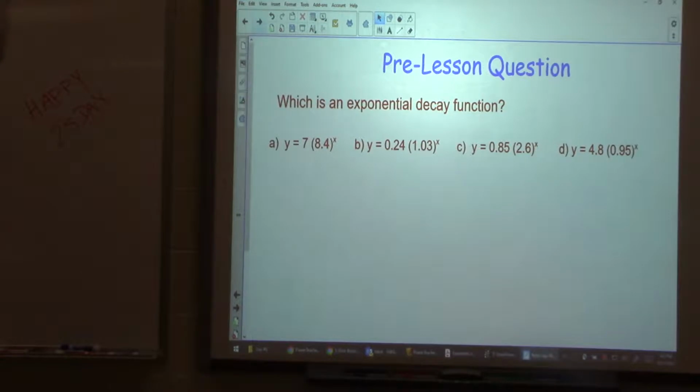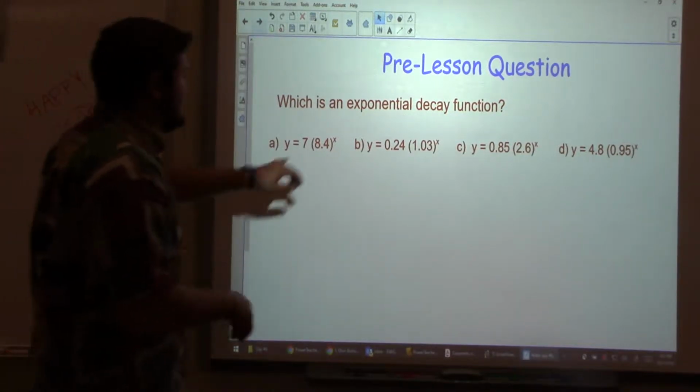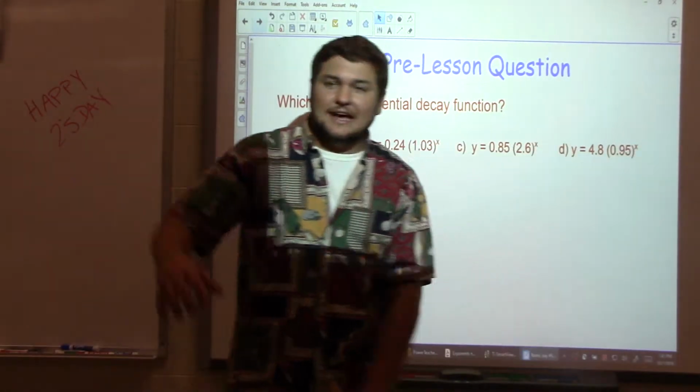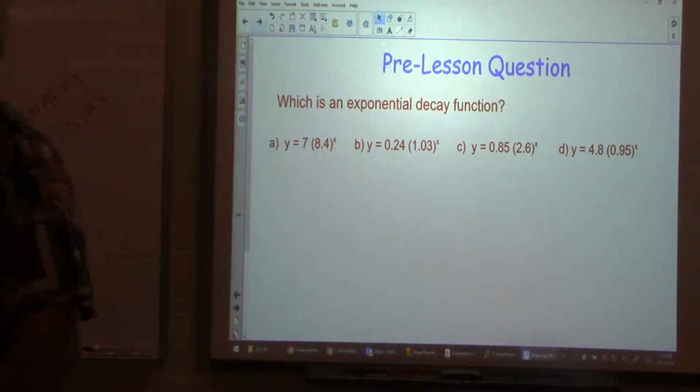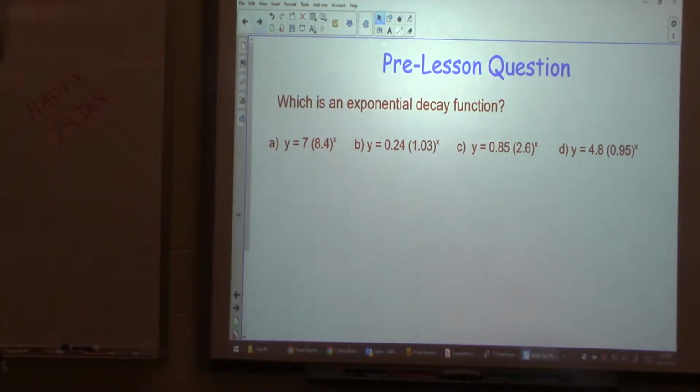Miss Wick, why do you say D? The second number isn't a full number. You're really close. You're right. We're looking at that second number. What's different about it than the other ones? It's small. Less than 1. It's less than 1, which means if I'm multiplying things, I have an exponent here. If I have an exponential where it's less than 1 in there, that means I'm going down, I'm decaying.